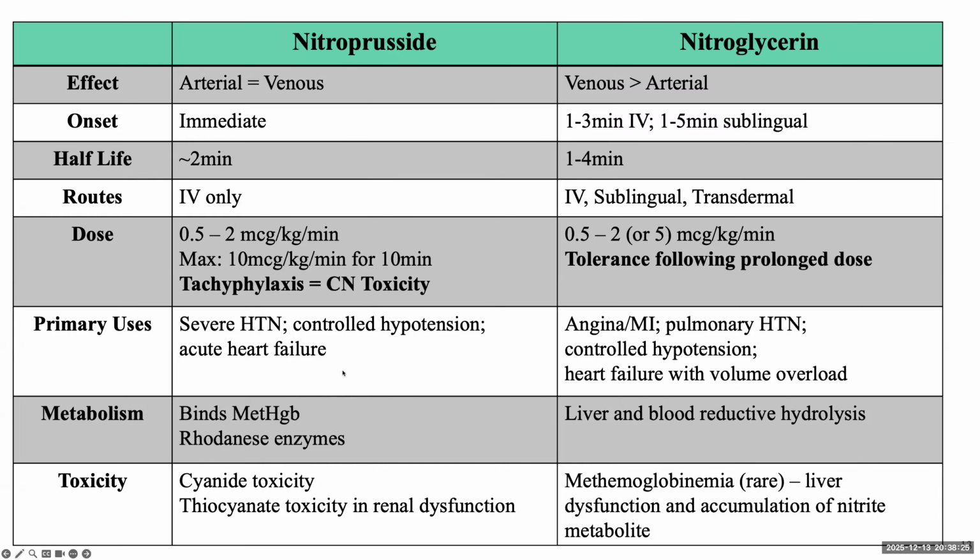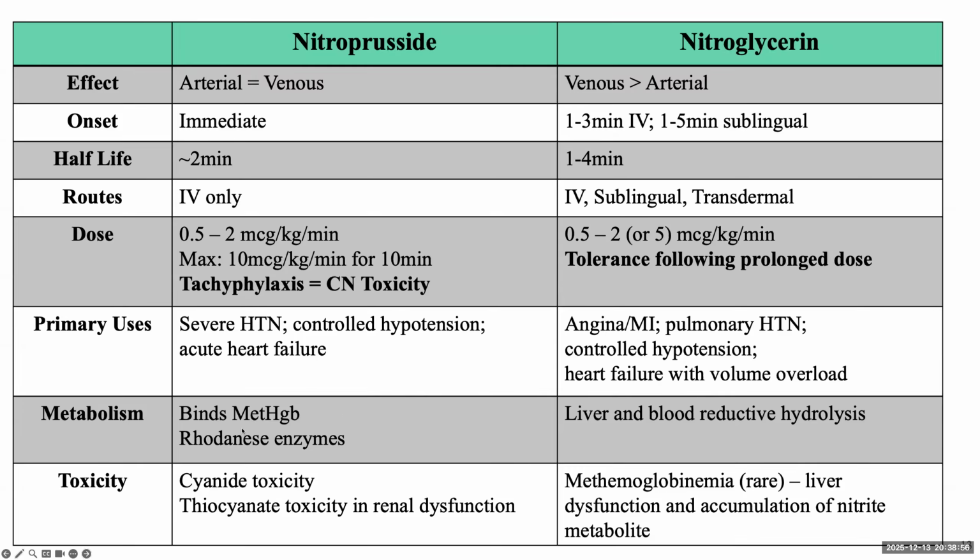Again, primary uses are a little bit different here. Nitroprusside is really just an intraoperative thing where you either need to control severe hypertension or you want to cause controlled hypotension. This used to be a mainstay for vascular surgery whenever an aortic cross clamp was involved. But nitroglycerin has a little more variety of uses, and not just in the OR setting.